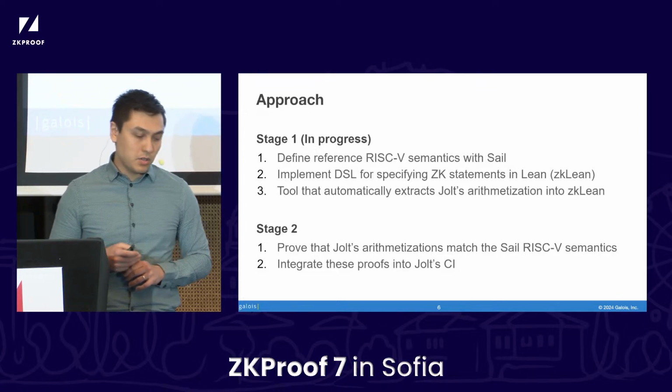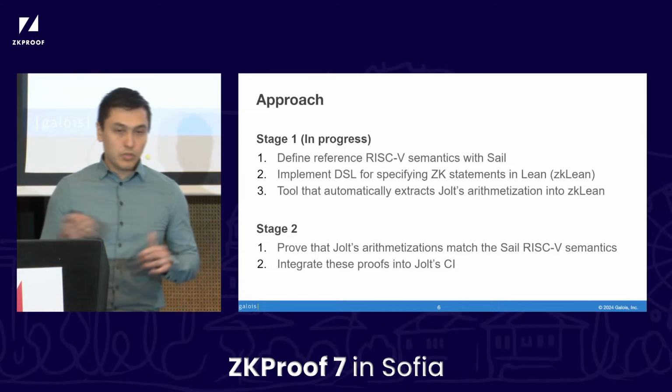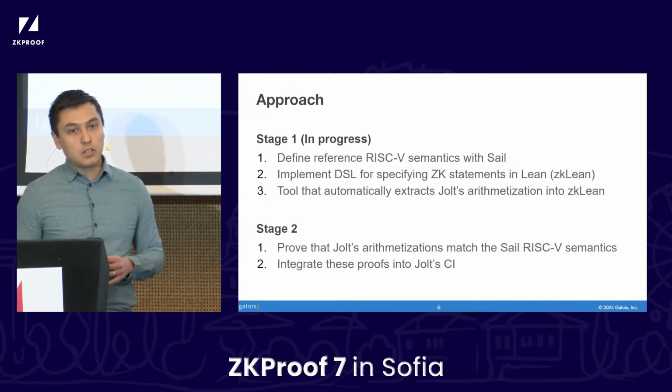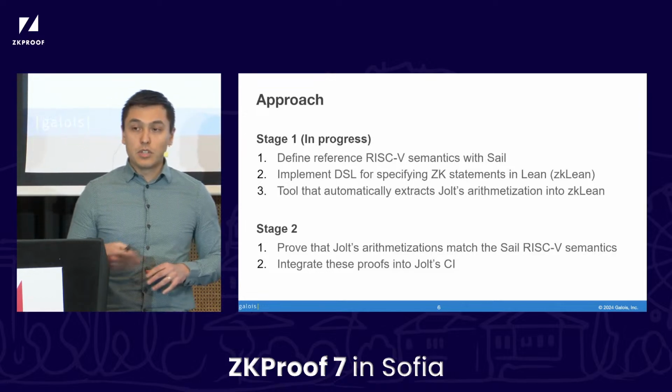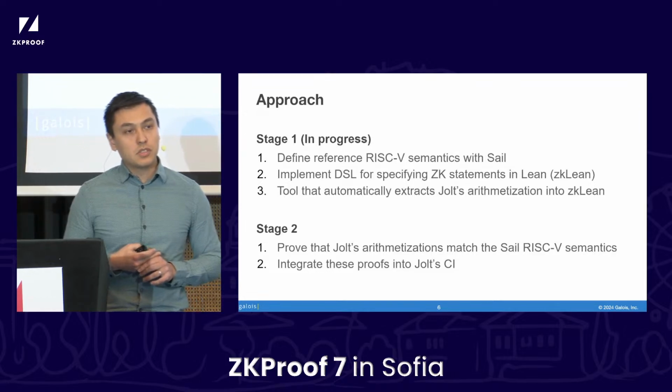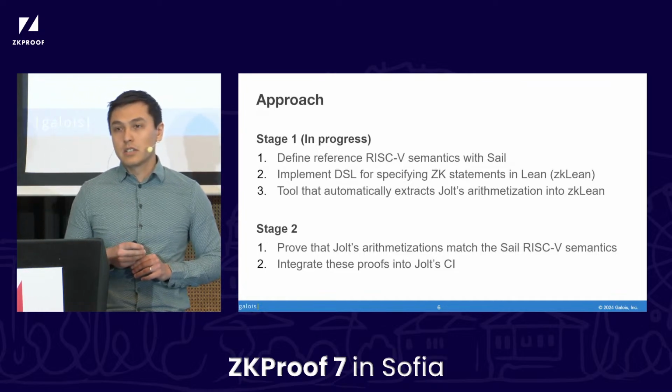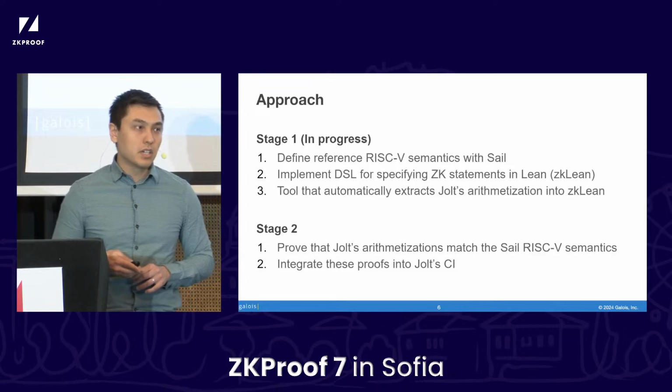In a next stage, we are going to aim to prove that the arithmetizations that we're extracting actually match the RISC-V semantics. And then the long-term goal is to actually integrate these proofs into Jolt's CI system, so that as the system evolves, it continues to be verified over time.